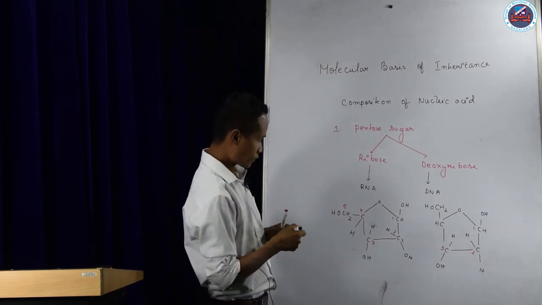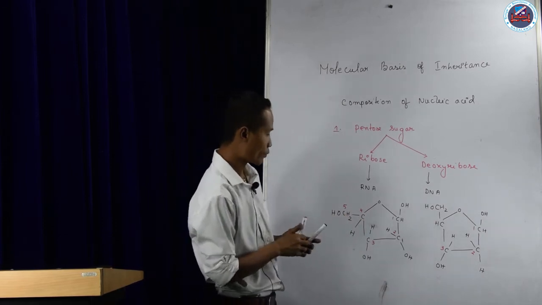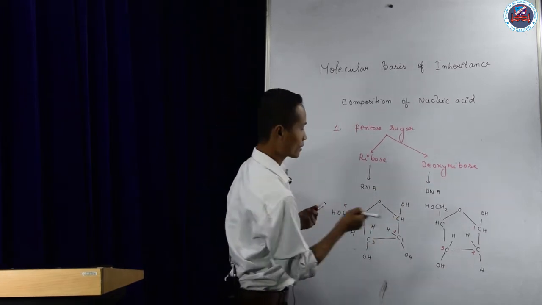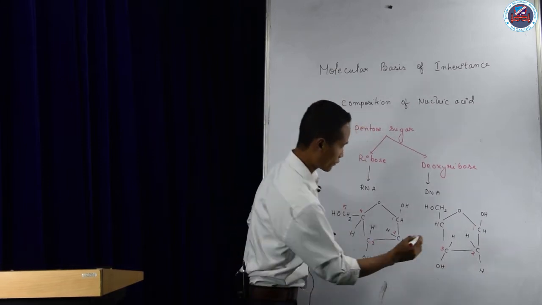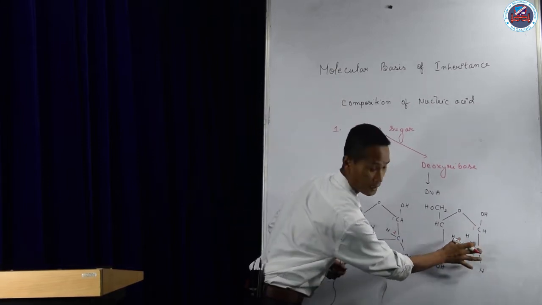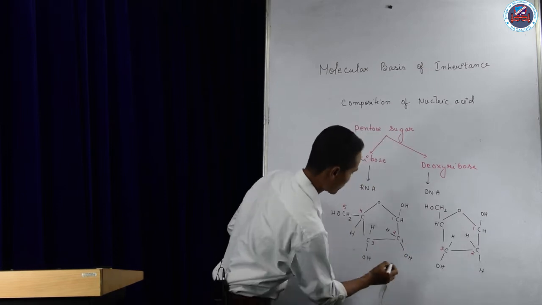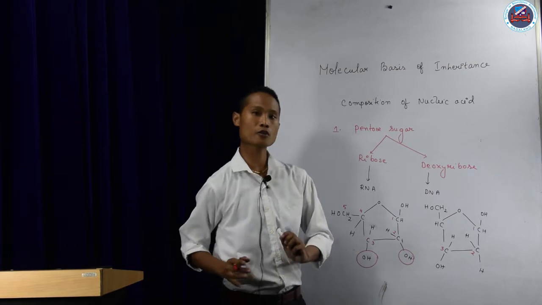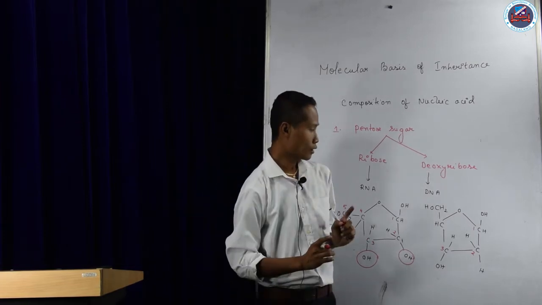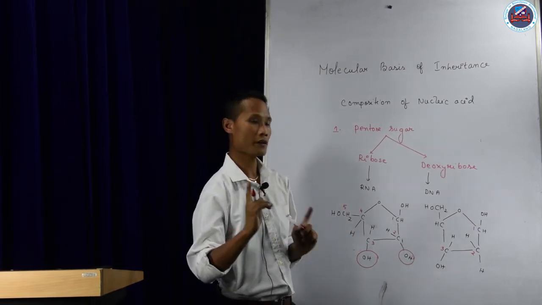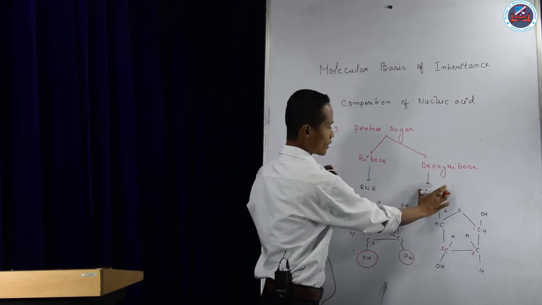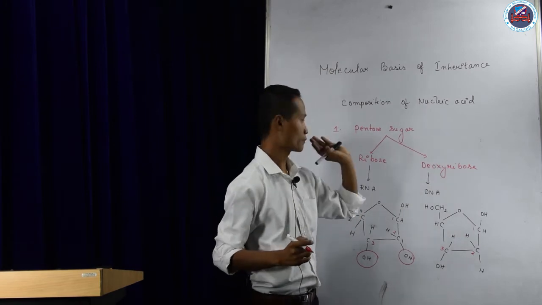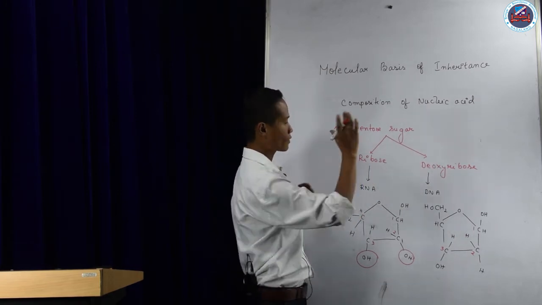So if you see the chemical structure, you can see that both ribose and deoxyribose, the only difference is in the carbon number 2, which doesn't have hydroxyl group, OH group. But here in the ribose, you can see that there are 2 hydroxyl group. So this is one of the difference between DNA and RNA. In DNA, the sugar is deoxyribose. In RNA, the sugar is ribose.